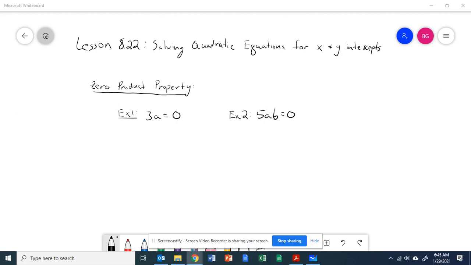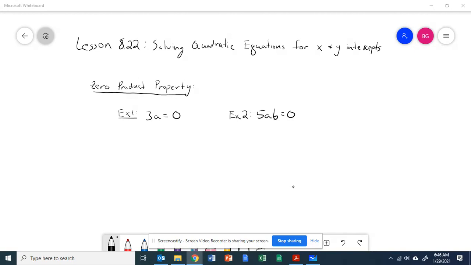Okay, today we're going to talk about lesson 822. It's going to be over solving quadratic equations for the x and y intercepts, okay? But before we can get into that, we need to learn one thing first, and that is the zero product property. And what does the zero product property mean?